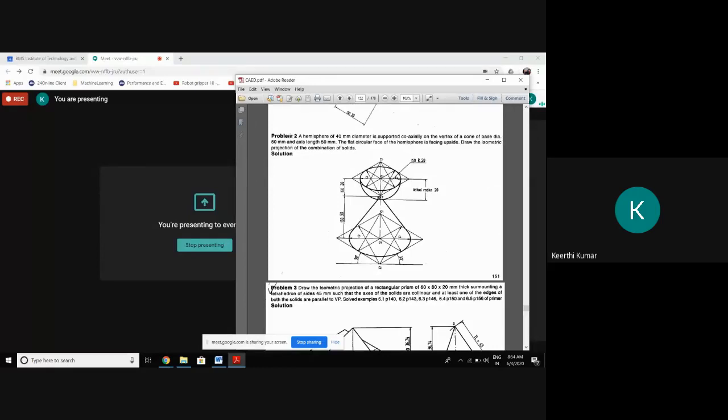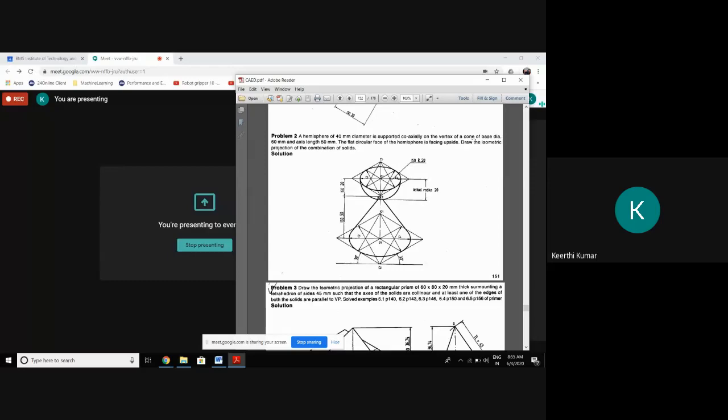Read the problem. What is the problem given? A hemisphere of 40 mm diameter. A hemisphere is nothing but a cut sphere, a sphere cut exactly in half. It is supported coaxially, which means the axis of the hemisphere and the axis of the other solid are on the same line, on the vertex of the cone. The vertex is the apex of the cone. That means the hemisphere is placed on the apex of the cone.